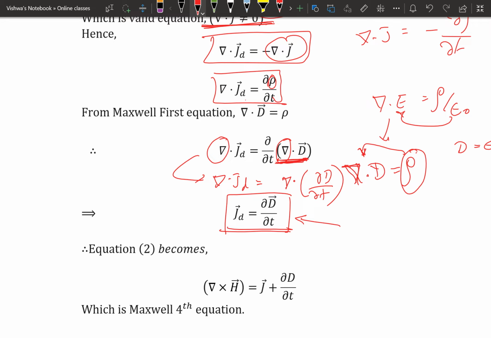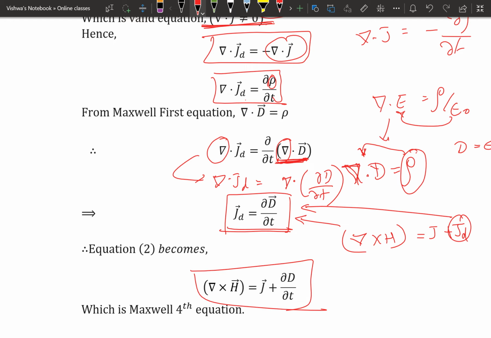What is equation number 2? Equation number 2 is del cross H equal to J plus Jd. Replace this Jd by this expression, then it becomes del cross H equal to J plus dou D by dou t, which is the fourth equation of Maxwell's. This equation is also called Ampere's modified equation, the correct equation of Ampere's circuit law. So these are the derivations of Maxwell's differential equations. These four derivations are very important, practice again and again.